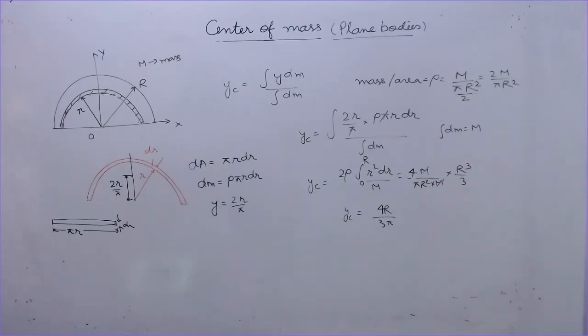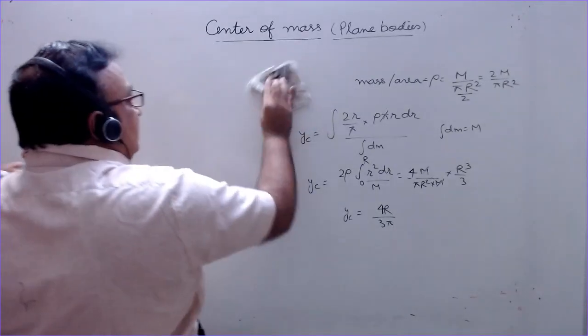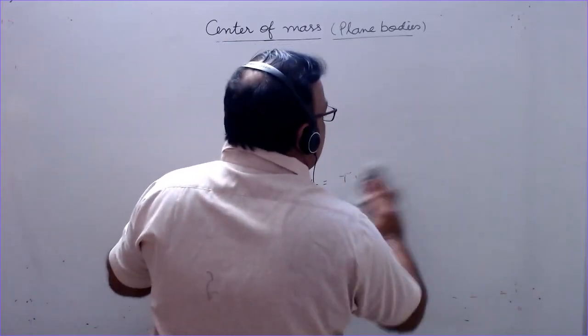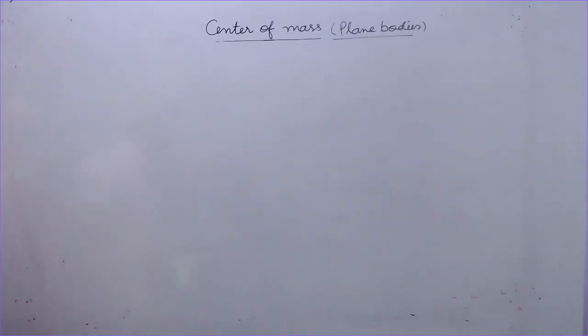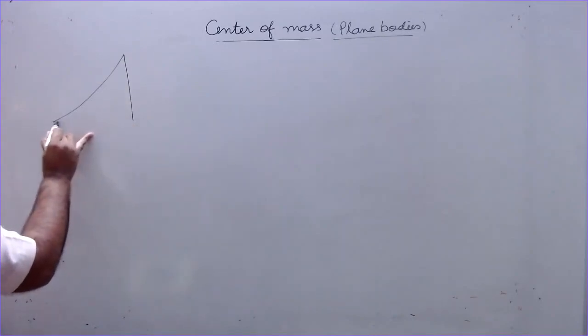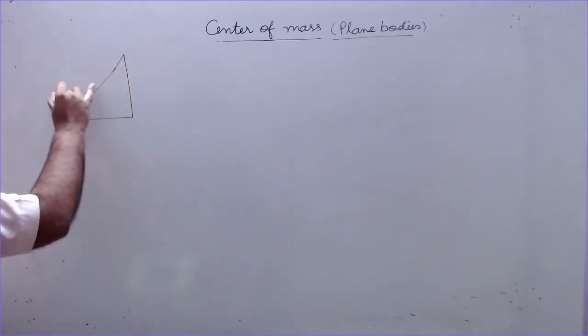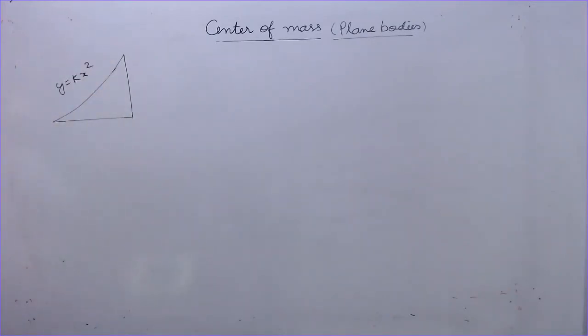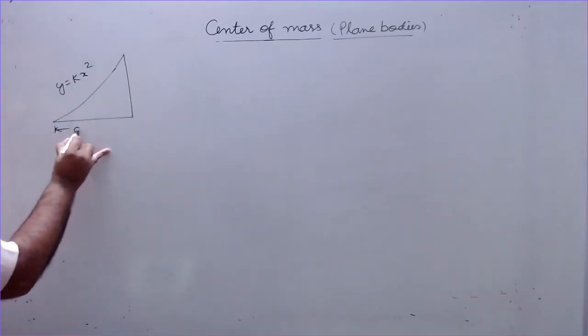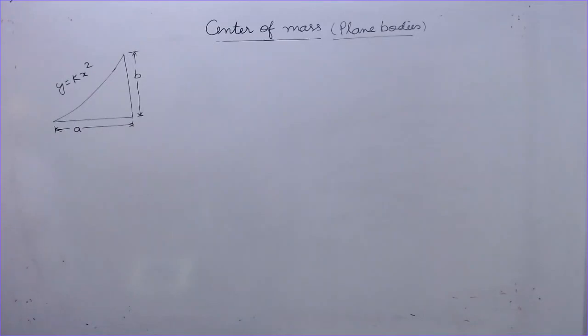Now after this, we have a lamina, the profile of which is in the form of a curve like a parabola. You have to find the center of mass of that. This is a lamina, and this profile is in the form of a curve y equal to k x square. This is a parabola. This length is a, this length is b. You have to find the position of center of mass of this.